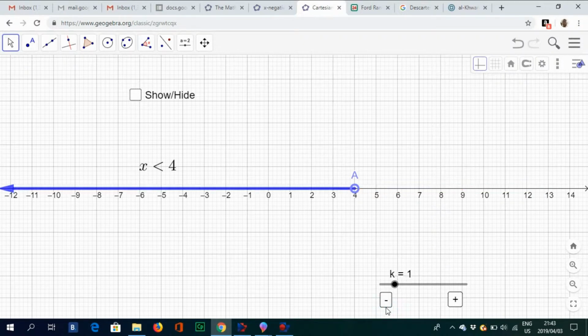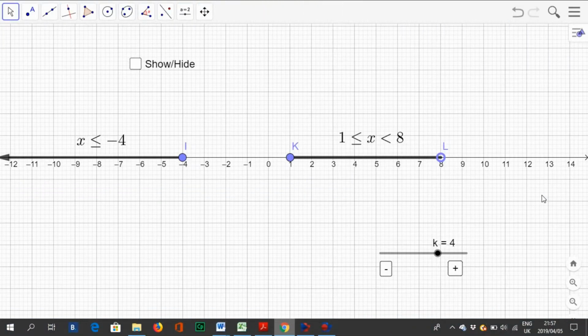You can see also with the case of x is less than 4. I've got 4 on the right hand side where it's open because 4 is greater, and I've got x on the left hand side where it is closed because x is less than 4 in this particular case.